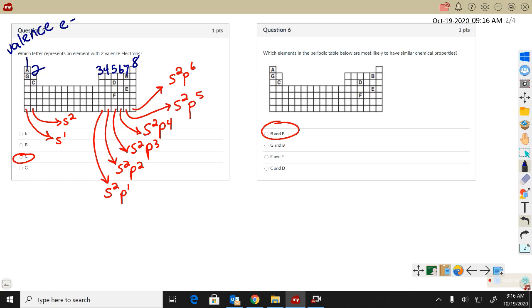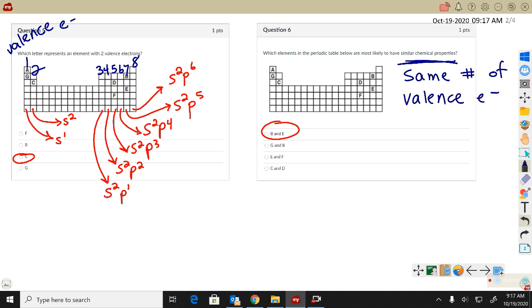Question 6, the similar chemical properties come from having the same number of valence electrons. It's the electron structure that impacts chemical changes and chemical properties. So the nucleus is cool, but we can't really do nuclear reactions in our lab. But we can do chemical reactions. We can change the electron structure. And so if the outer electron structure looks the same or similar, we should expect similar properties.